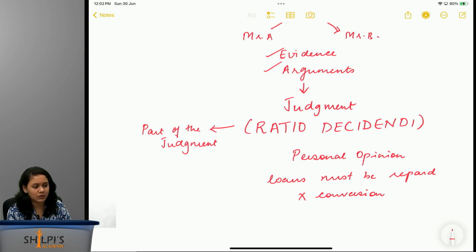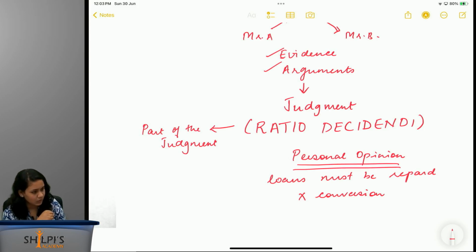A personal opinion of the judge does not hold a lot of value, because it is, like I said, his personal opinion. What if it was a matter relating to divorce or a family matter? Some judges may be very pro-women, some judges may be pro non-women or whatever else. Then their personal opinions can affect each judgment, and that is not fair to the people. So they'll say that this personal opinion, which is part of the judgment, does not constitute the precedent.